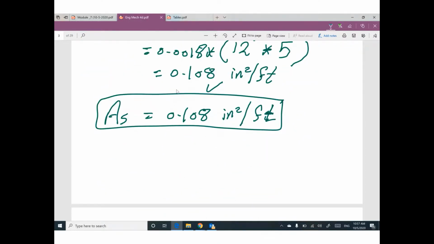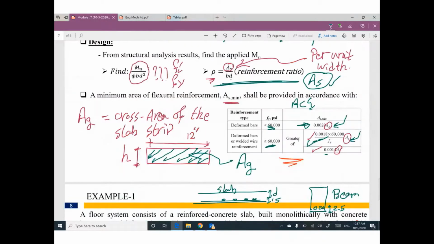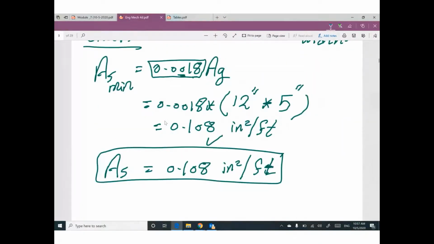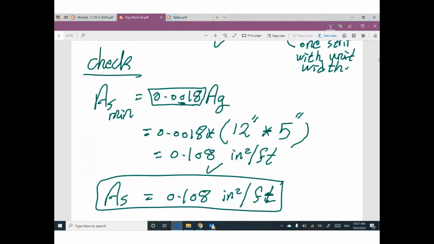Guys, just to remind you, this table uses area gross, which is the overall depth times width of the strip. But based on your calculations, M ultimate divided by phi b d square will give you a value for rho from a table. This value of rho equals area steel divided by B times depth, and I can get the area steel, and I can get the area steel minimum. I will use the maximum value.